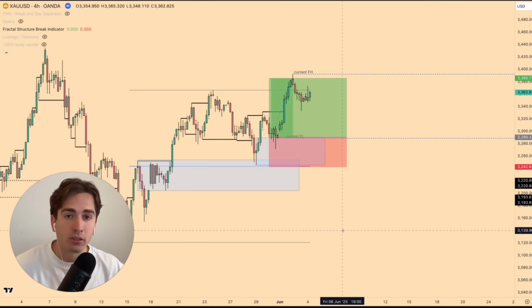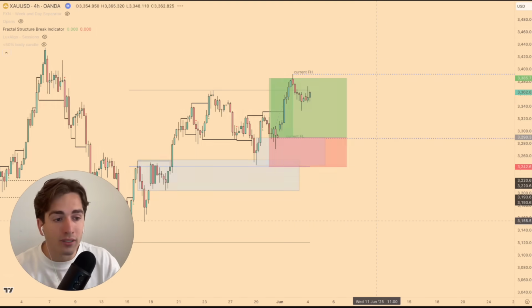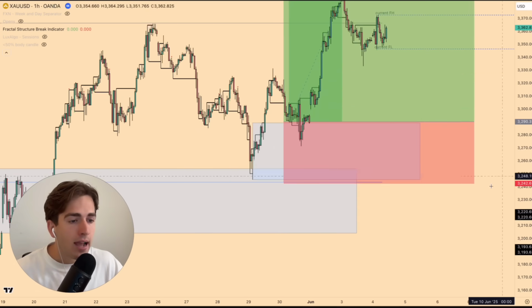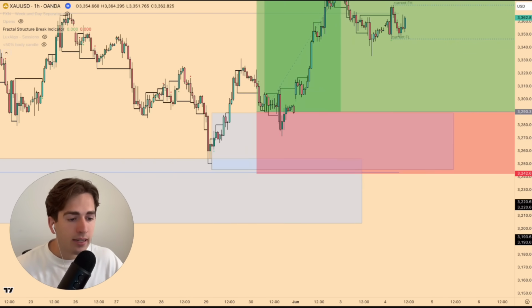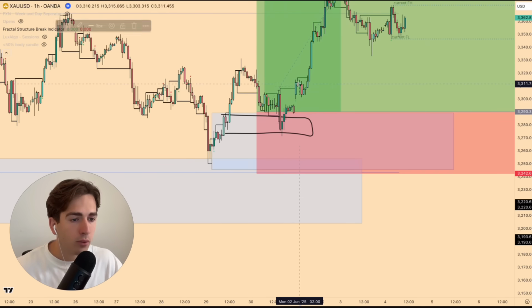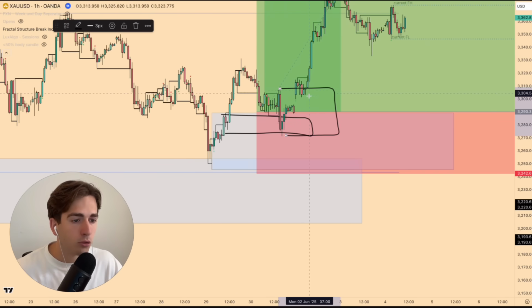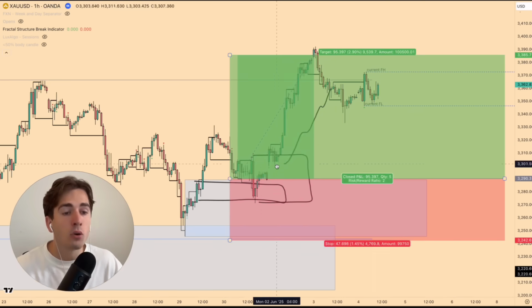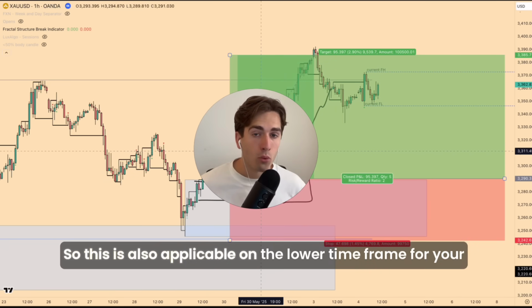In this example, I'm using it in combination with the daily and the 4-hour, but obviously what you can do is also go down a time frame into the 1 hour, and then on the 1 hour, what you for example see here is that after tapping, let's say, into this demand zone, we get the V-shaped reversal up, we get the fractal break, the sub for the buy becomes your demand, and from there we fly up higher. So this is also applicable on the lower time frame for your knowledge.